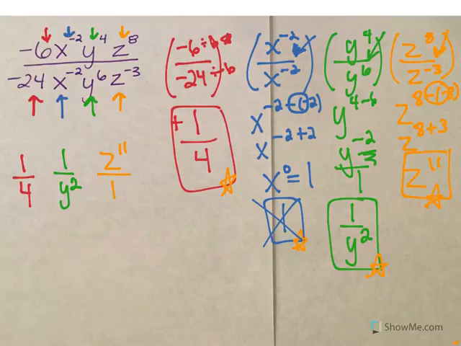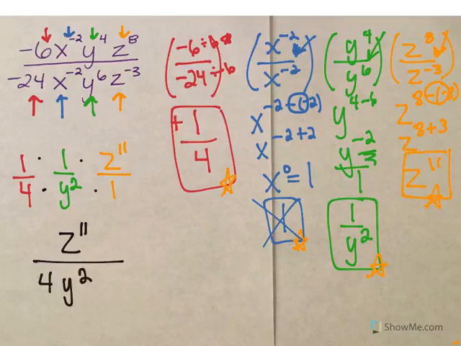Finally, we can multiply and we end up with 1 times 1 times z to the 11th, so we just have z to the 11th on top, and then 4 times y squared times 1. We don't need to write that one, so our final answer is z to the 11th divided by 4y squared. That's it.